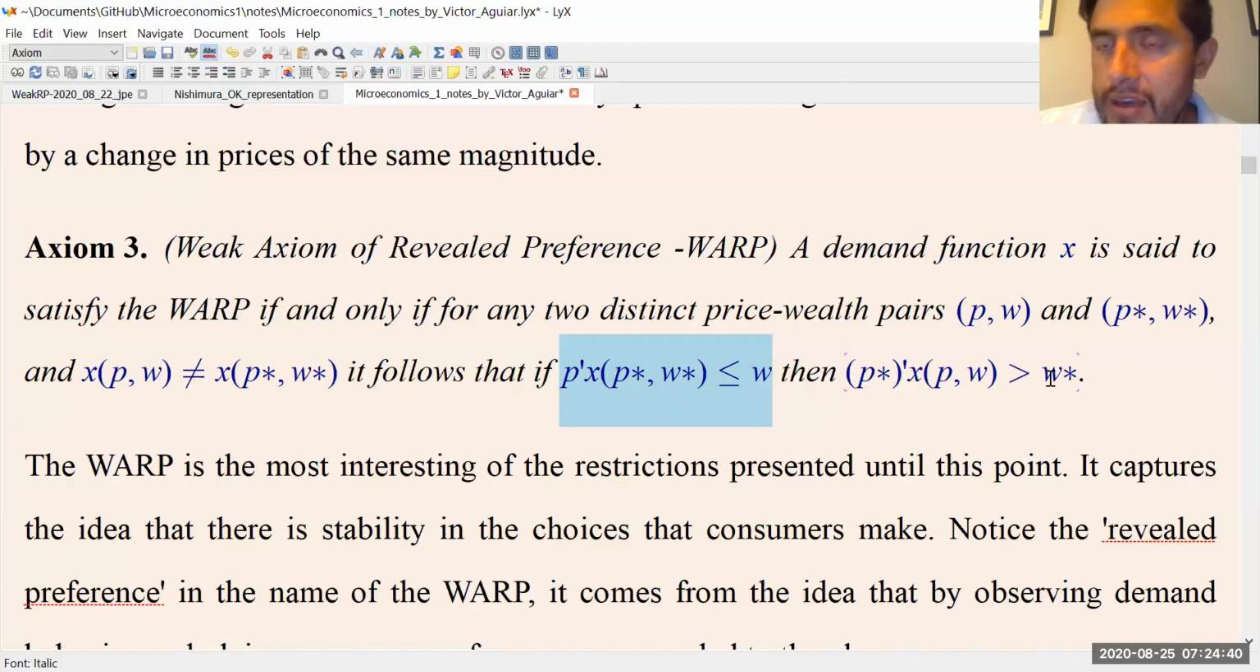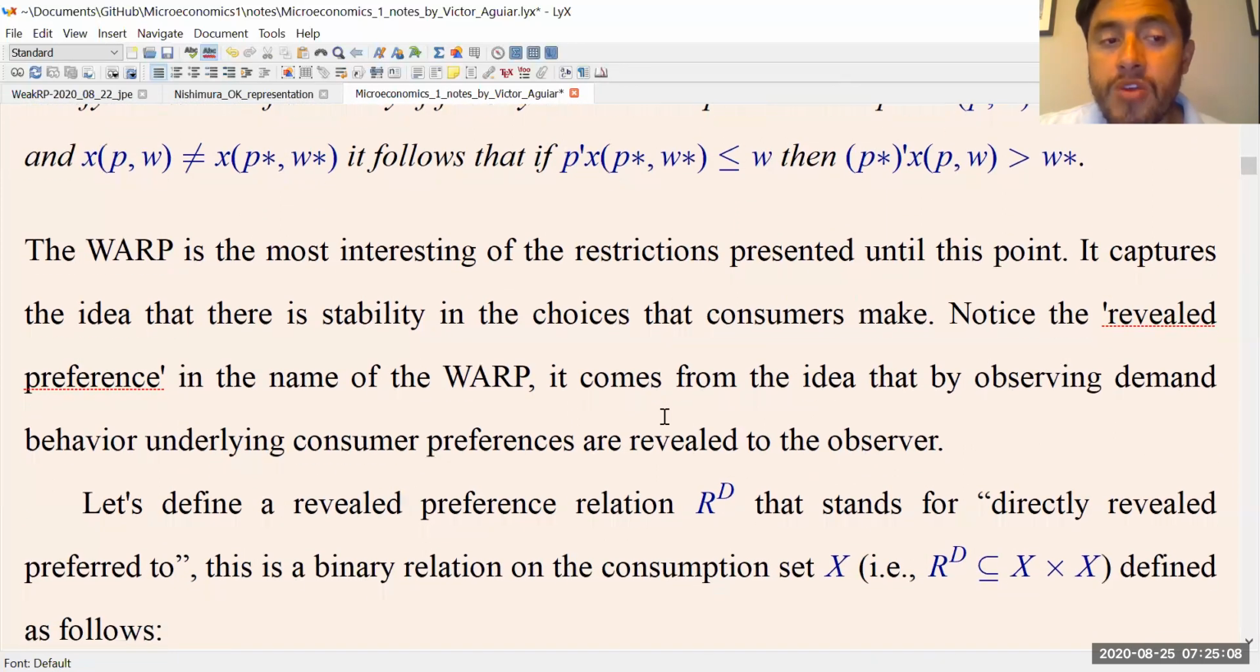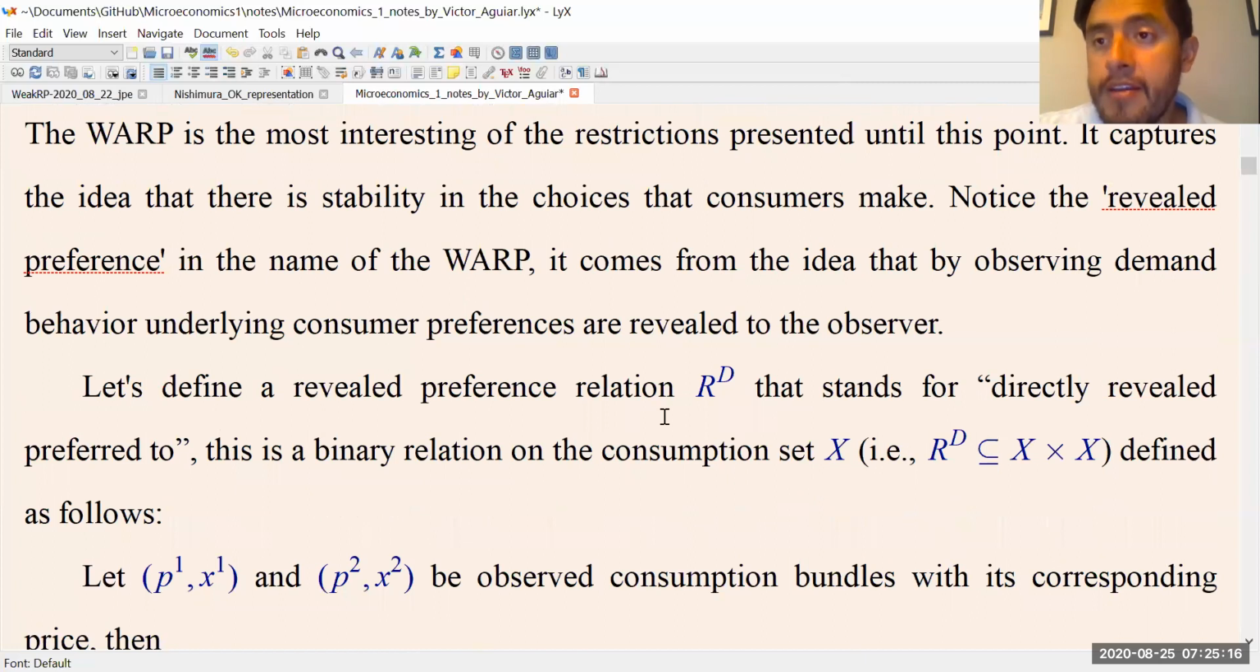Right now, this sounds like a tongue twister. Seems complex, but it's not complex, and I'm going to explain it in a bit. We're going to introduce now a notion called revealed preference, and this will make it very simple to understand the weak axiom, okay? So the weak axiom, what it's telling you in words is basically the following: there is some stability in the choices that consumers make, okay? The name revealed preference comes from the idea that by observing demand behavior, the underlying consumer preferences can be revealed to the observer, okay? So now let's define such a notion.